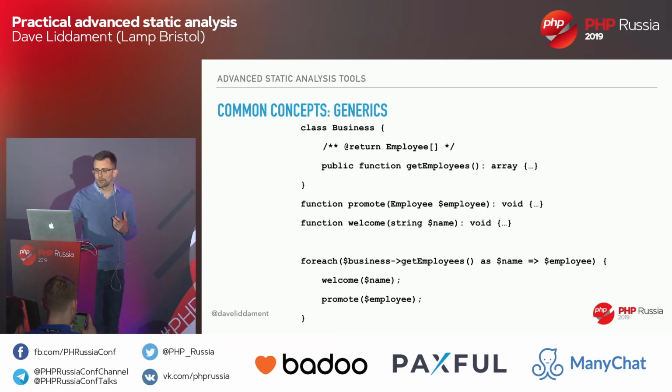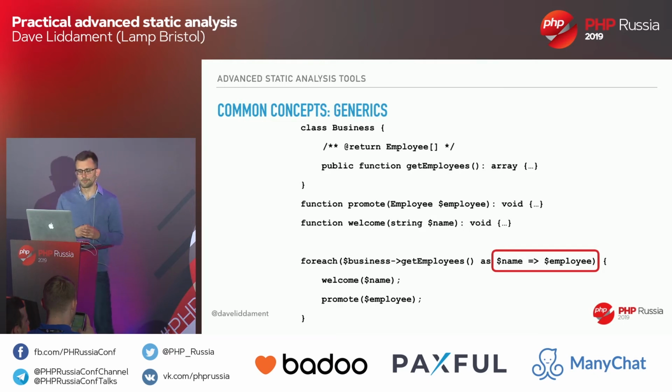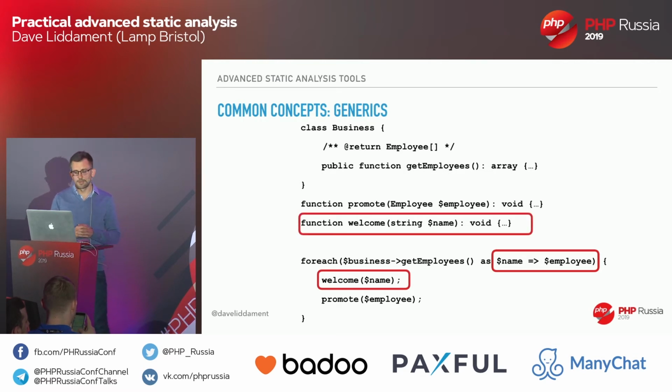However, what if we wanted something a bit more advanced? So now we're iterating through the return from getEmployees, and we're getting both the key and the value. So the key is the variable name, and the value is the variable employee. We're then going to pass name to the welcome method, and we can see that the welcome method is expecting it to be of type string.